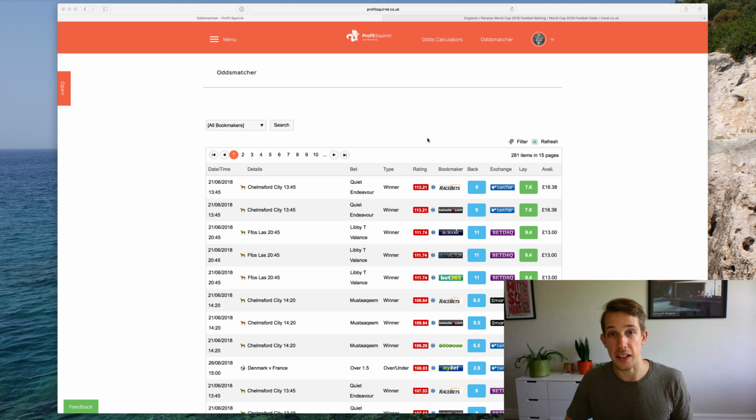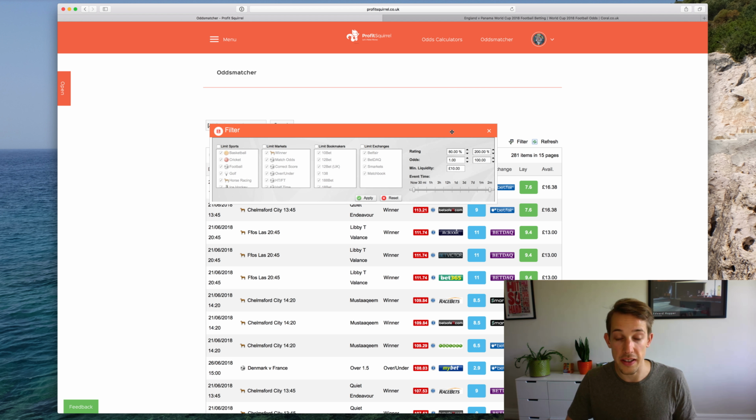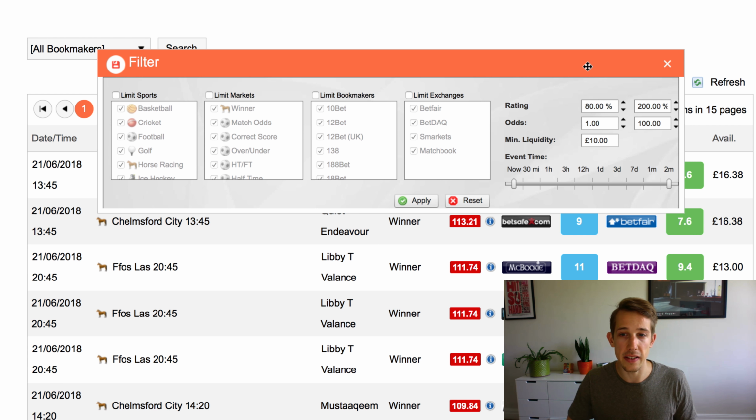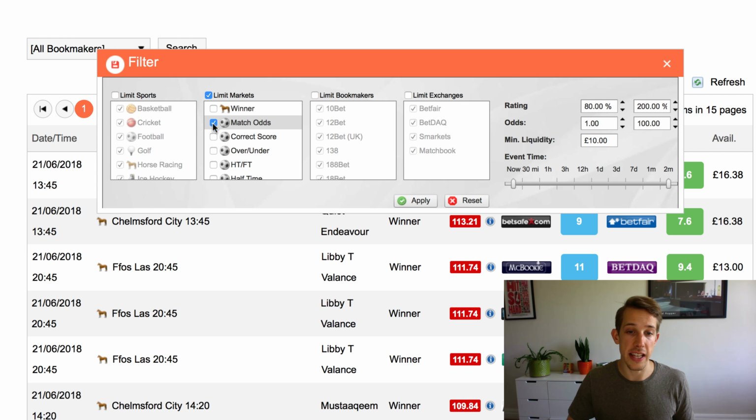I've got the odds matching software up here, and if I go to the filter, you can see that there are options to limit what are called the markets. Now, when you first start match betting with Profit Squirrel, what we do is we tell you to stick to the market that is known as match odds. That's because this is the easiest one to understand the concept of. So match odds basically just means you're betting on one team or the other team to win, or you're betting for a draw to happen. So you're actually just betting on the outcome of the game. And that's pretty easy to understand.